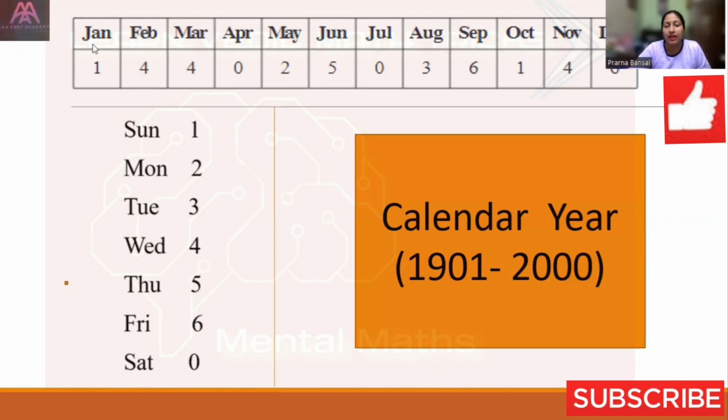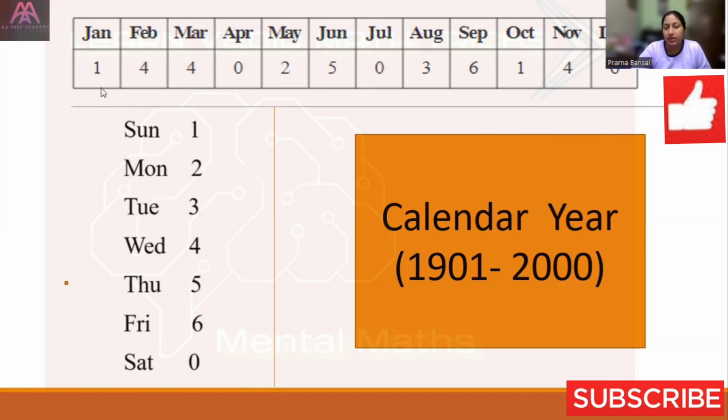Here you can see I have taken 12 months. January, February, March, April, May, June, July, August, September, October, November, December. And we assigned a key here to each month. Just like 1 is for January, 4 is for February, 4 is for March, 0 for April, 2 is for May, 5 is for June, like this. 144025036. You have to remember this key.